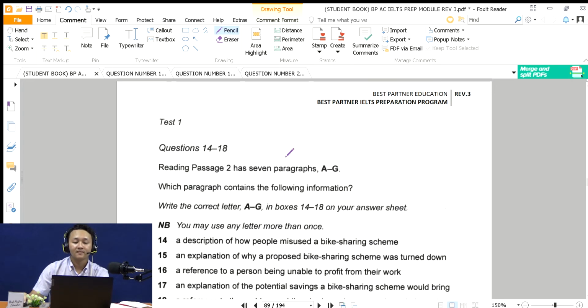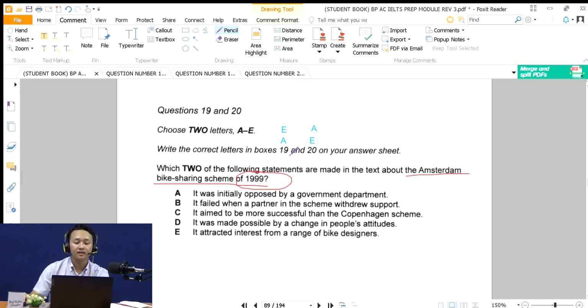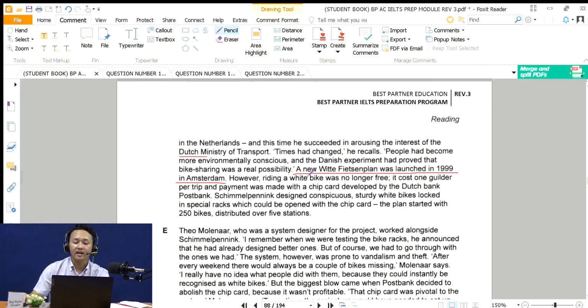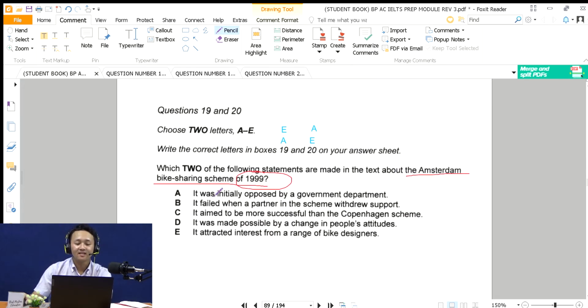Okay. Now go to the answer. It was initially opposed by a government department. According to the text, it wasn't initiated by the government. It was initiated by a person, this guy, Simon Panning. Okay, I hope I correctly mentioned his name. So the answer A is wrong.